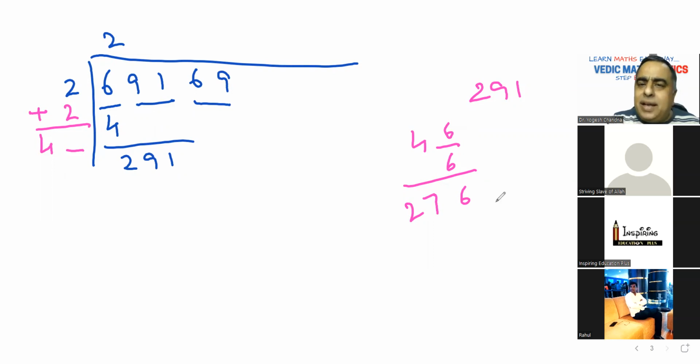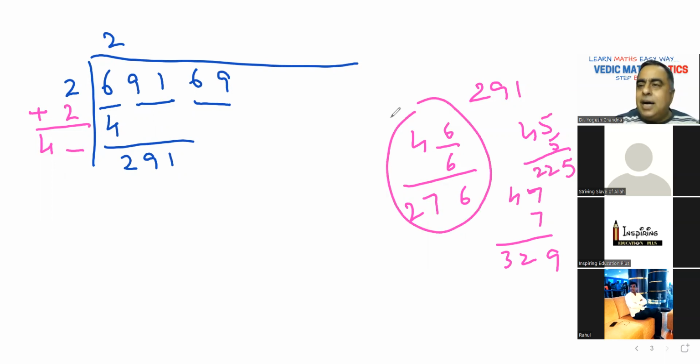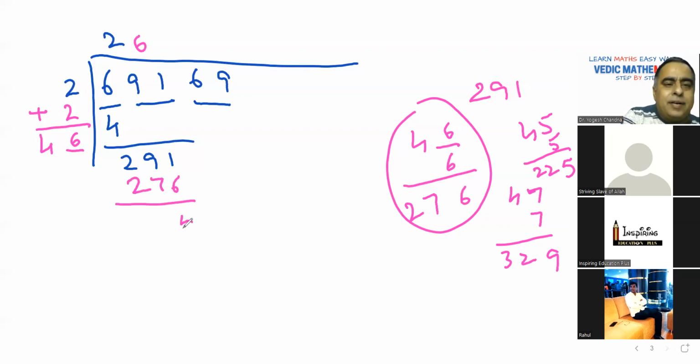Okay. And let's try for 7 also. 7 7s are 49. Okay, 28. So this is bigger. Let's take 5. So then 5 2s are 2 to 5. So this is the ideal one. Are you getting? 46, 26, 276. So I get 5, 15. Any doubt? So now I get 1569.